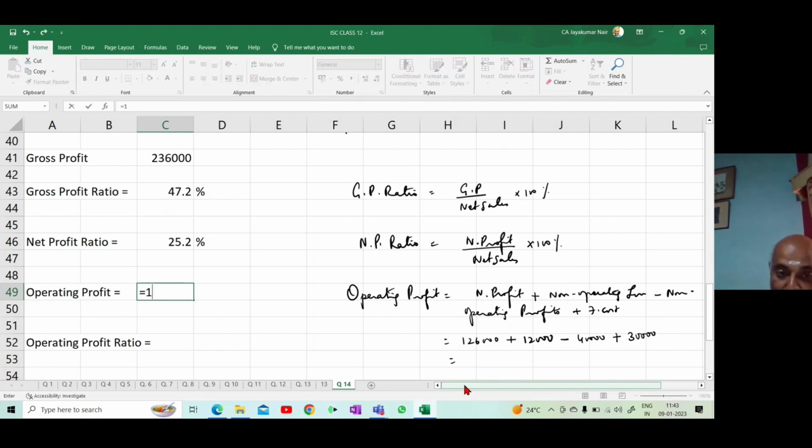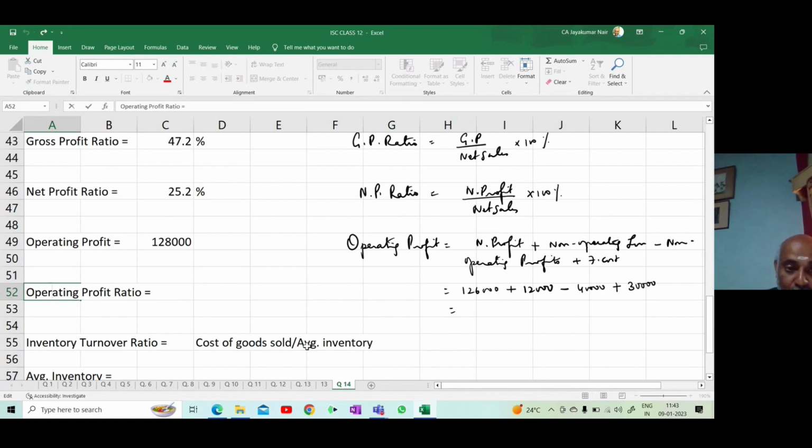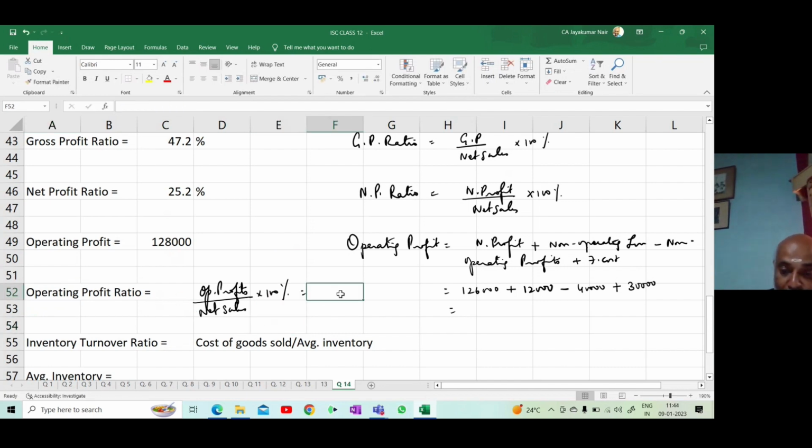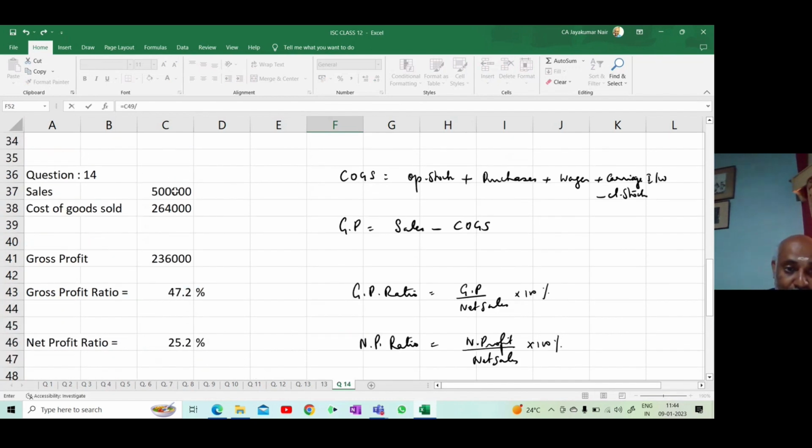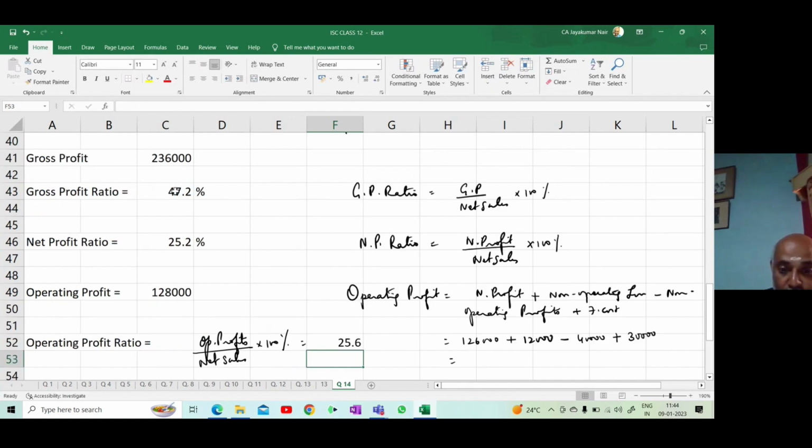So operating profit is 1,26,000 plus 12,000 minus 40,000 plus 30,000. So 1,28,000. So operating profit ratio will be operating profit divided by net sales into 100%, which will give you operating profit ratio.